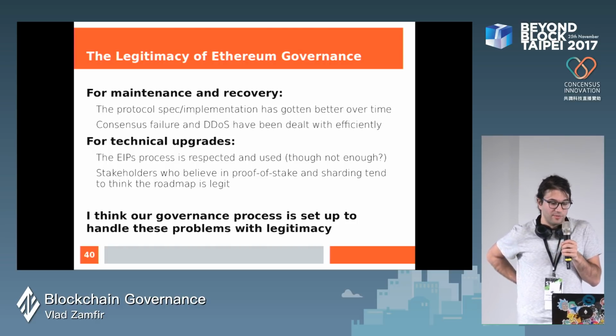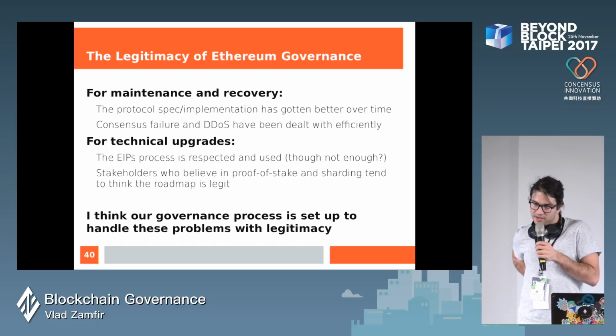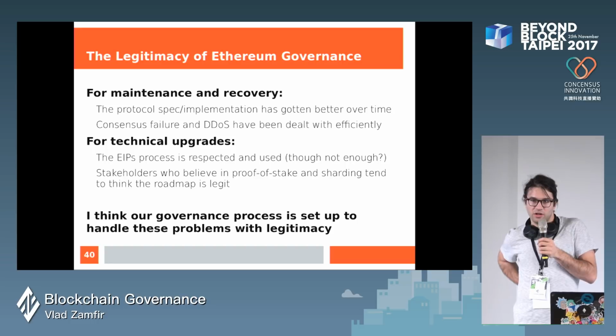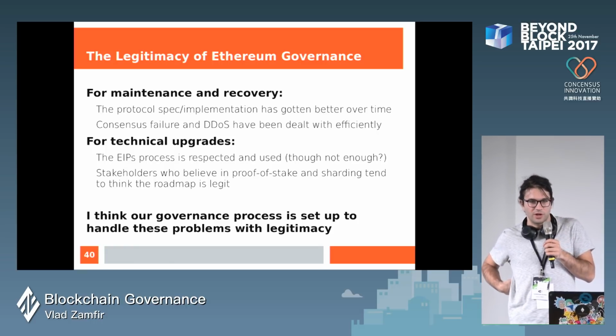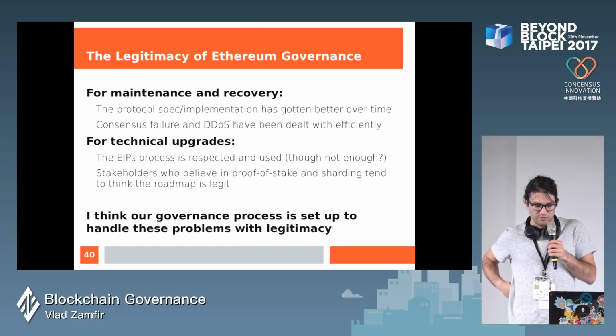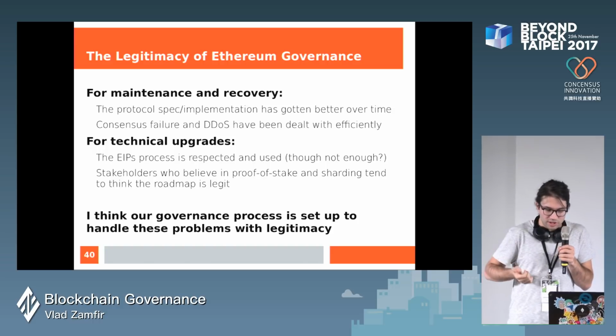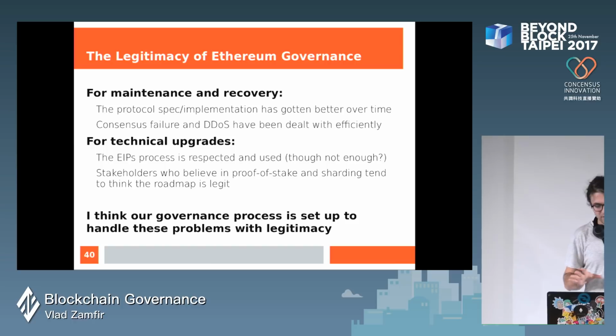But from the point of view of maintenance and recovery, I think things have been quite good. The Ethereum implementations have gotten a lot faster over time. There was a consensus failure after one hard fork to fix a DDoS issue, and it was dealt with in a couple of hours. There were bugs where nodes crashed, and those were dealt with pretty quickly. The DDoS issue was dealt with pretty effectively. So for maintenance and recovery, I haven't heard too many complaints.